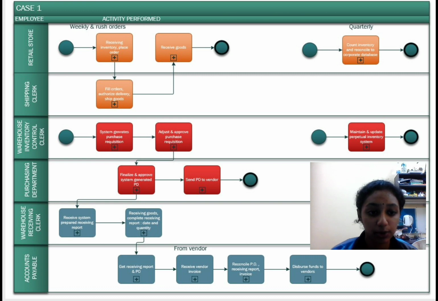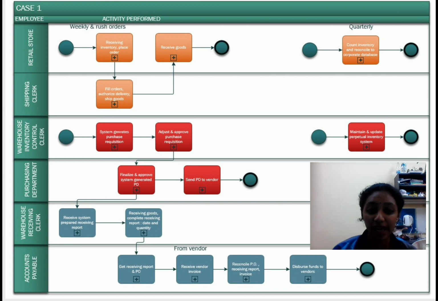Going to the warehouse inventory control clerk, you start the process. Next, the system generates a purchase requisition, and then you adjust and approve the purchase requisition, and next it finalizes and approves the system generated PO through the purchasing department. And next, you will send the PO to the vendor, and that's the end of the process.